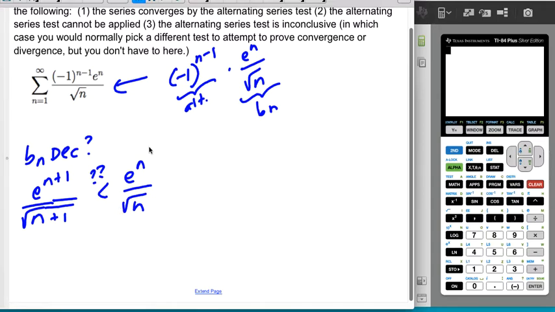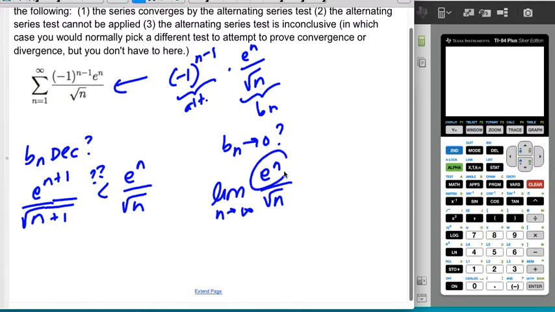If you're stuck with this, let's say, the other question is whether b sub n is approaching 0. We can see that one a little bit easier. As n approaches infinity, is this thing approaching 0? It's not. If you plugged in, you'd get infinity over infinity. If you wanted to clean this up, you could try L'Hopital's.